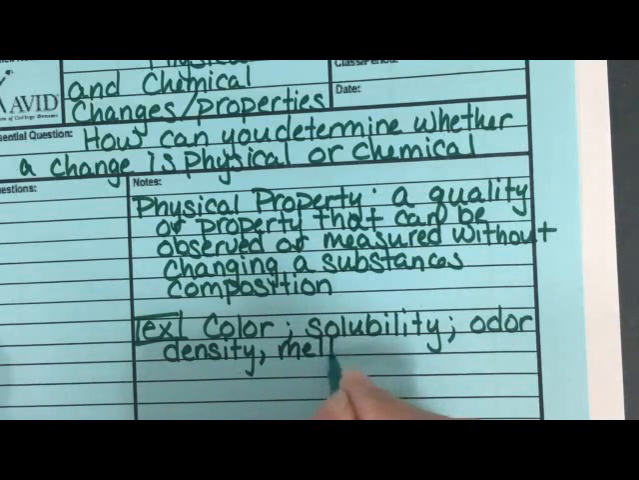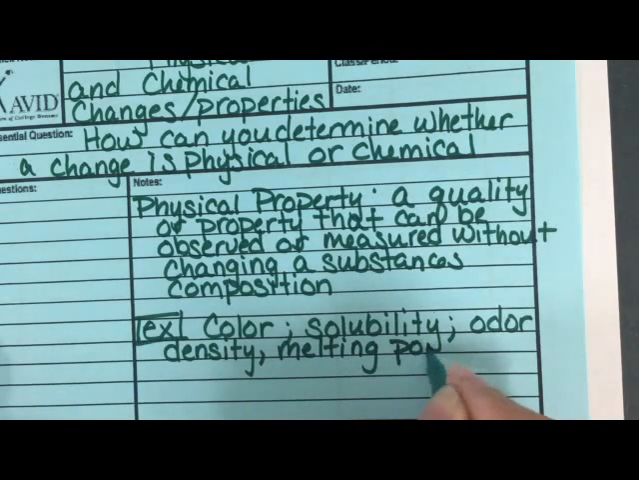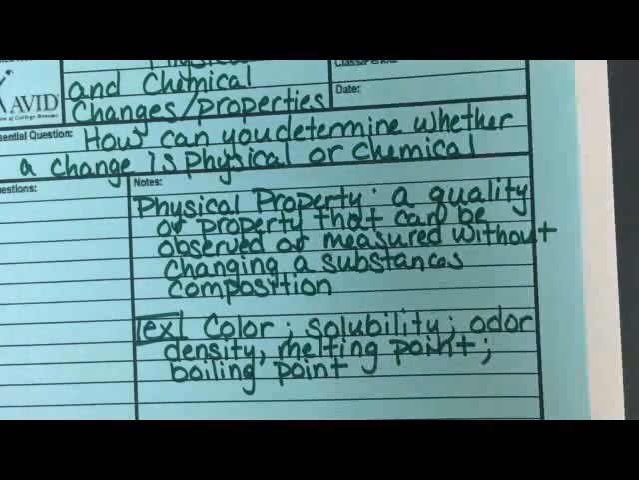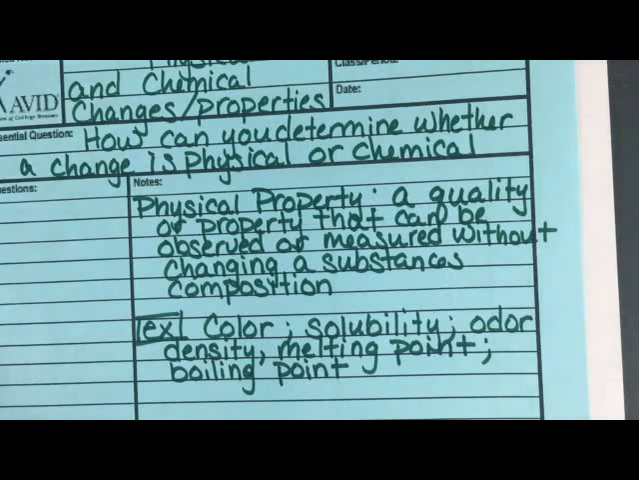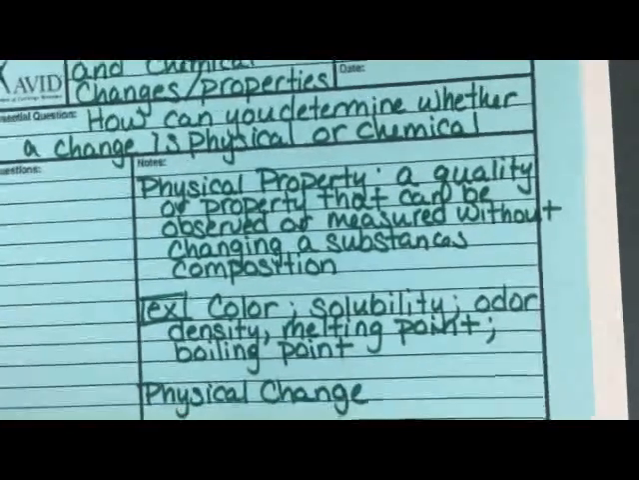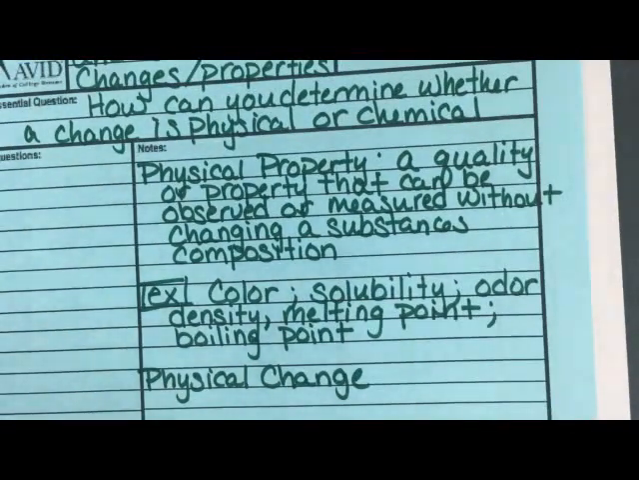Melting point. What temperature does something melt at? Boiling point. There are lots of other physical properties, but these are some common ones that we'll be aware of. So a physical property I can observe or measure without changing the substance. A physical change is probably what you would expect: a change of a physical property.